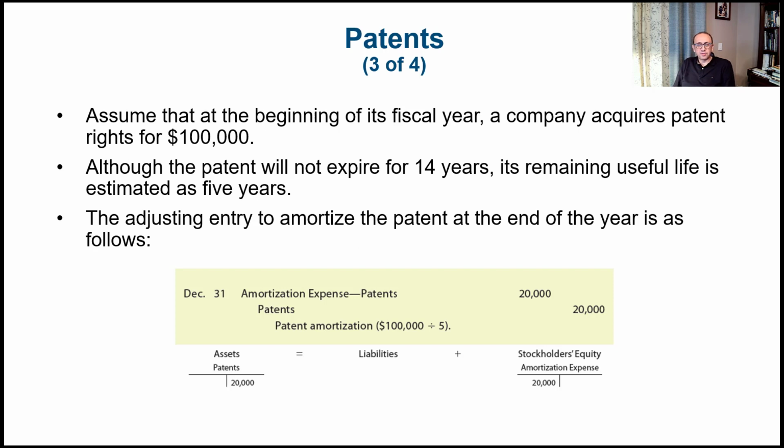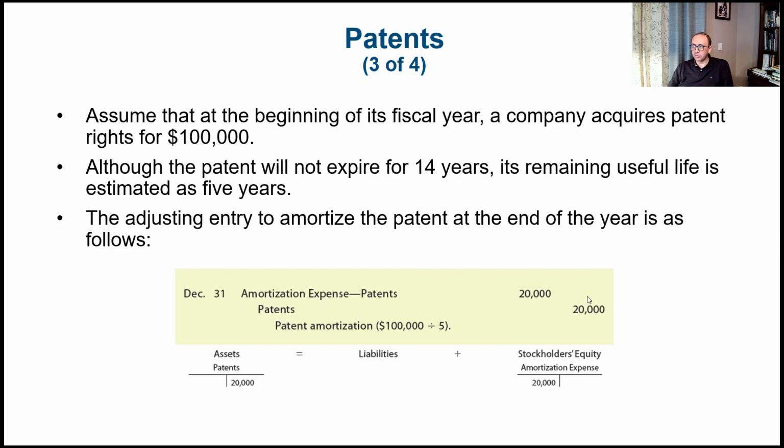Assume that at the beginning of the fiscal year, a company acquires a patent right for $100,000. Although the patent would not expire for 14 years, its remaining useful life is only estimated as 5 years. So the adjusting entry to amortize the patent would be as follows. We're going to debit the amortization expense, credit the patent directly. So we're not using accumulated amortization. We credit the intangible asset directly.